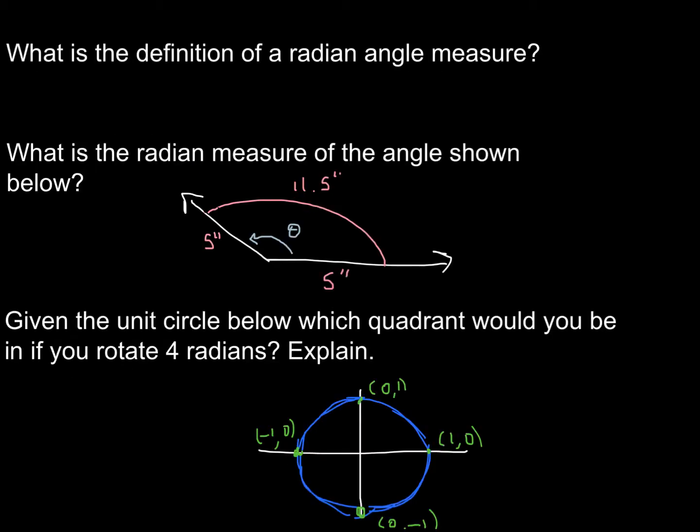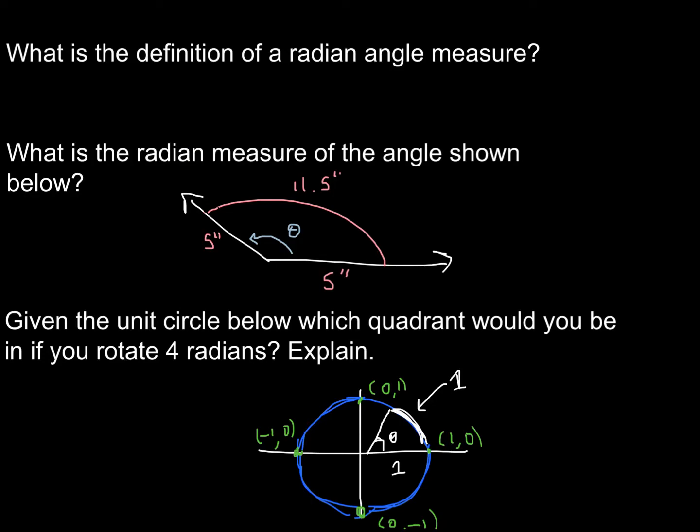Radian angle measure. Of course, the way that we define this is using the radius, right? So an angle measure of 1 radian will be an angle whose arc length is the length of 1 radius. To be pretty clear here, we define 1 radian to be the angle whose arc length, the arc length that subtends that angle, is equivalent to 1 radius length. So if the radius is 1, then 1 radian would have an arc length of 1. Okay? So what is the radian measure of the angle shown below?